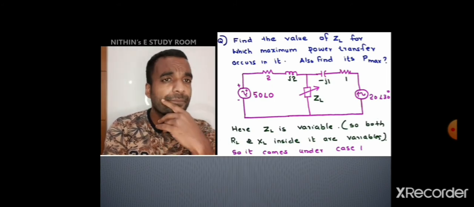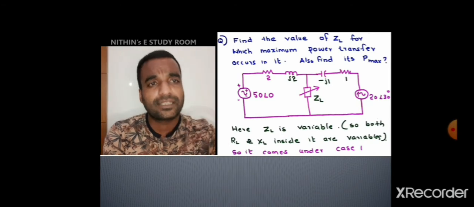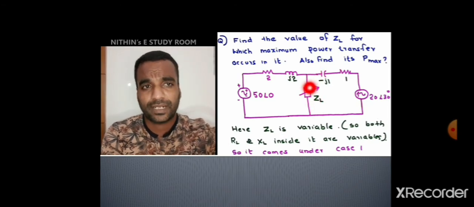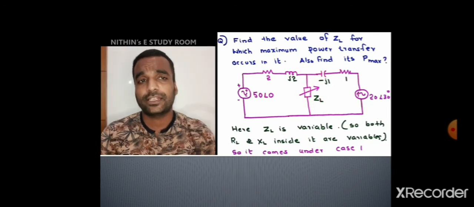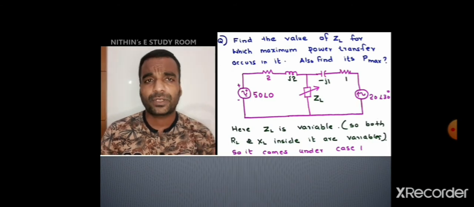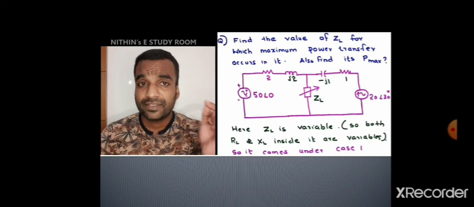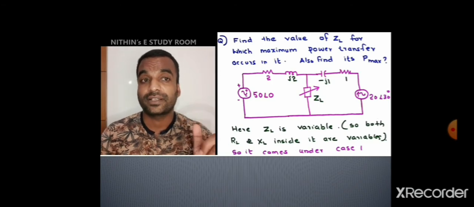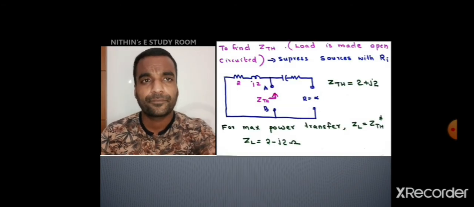Anyhow, here this is the load branch, and ZL is completely variable. So you have to understand that both RL and XL are variables. So which case is it? Case 1. It comes under case 1.